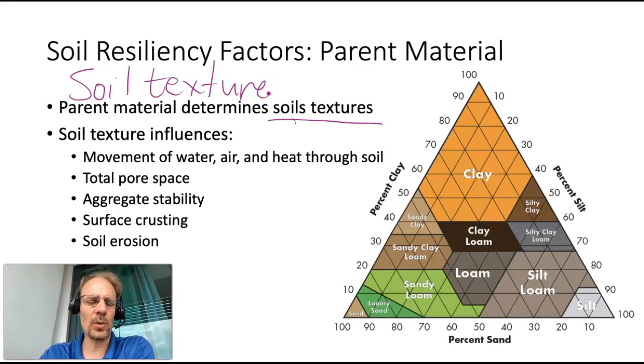So some of the things that soil texture is going to influence are movement of water, air, and heat, total pore space, aggregate stability, surface crusting, and soil erosion. Obviously, soil textures that reduce the amount of soil erosion and surface crusting are likely to improve soil resilience. Soils that have a texture that allows for water and air to move out of the soil, in other words, faster percolation and infiltration rates, will tend to have less erosion and tend to be more resilient and recover quickly.